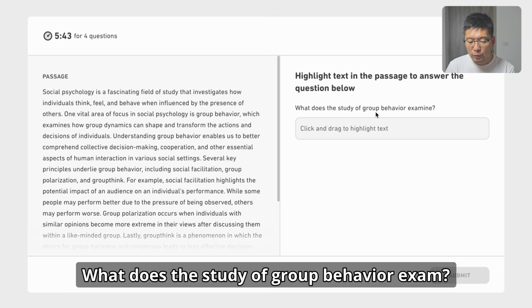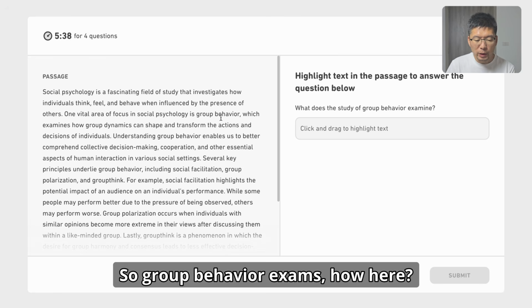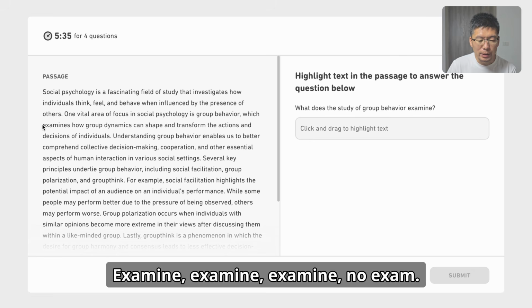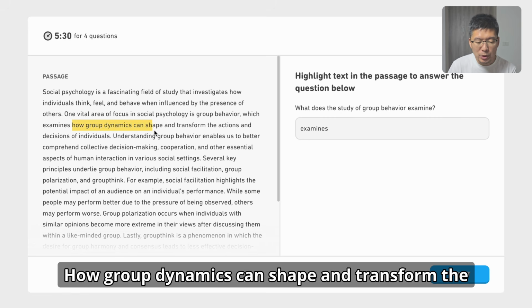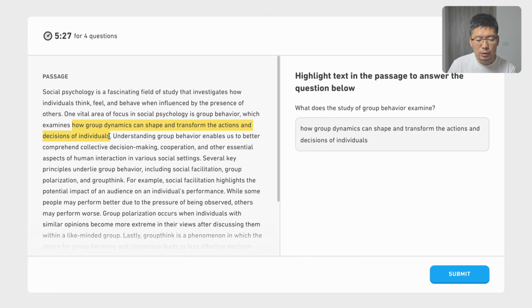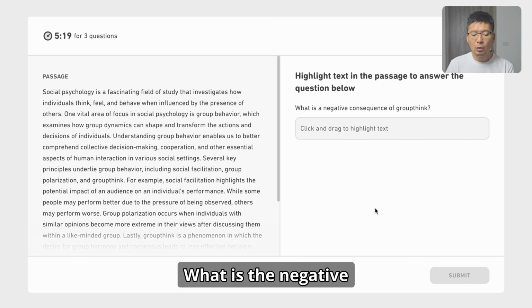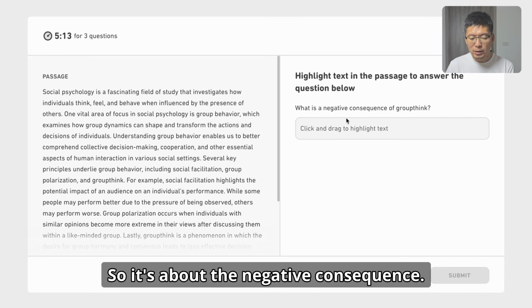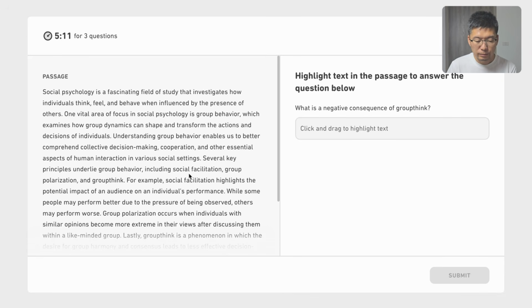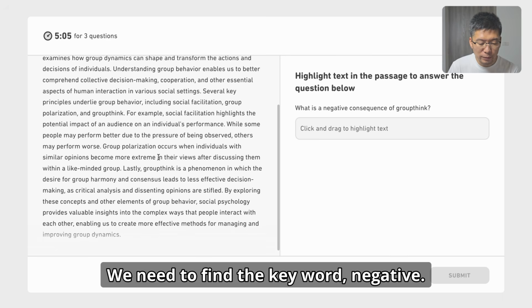What does the study of group behavior examine? Exam is a keyword. So group behavior examines how, here, examine, not exam, how group dynamics can shape and transform the actions and decisions of individuals. Okay, just highlight the right answer. What is a negative consequence of group thinking? So it's about the negative consequence. We need to find the keyword, negative.